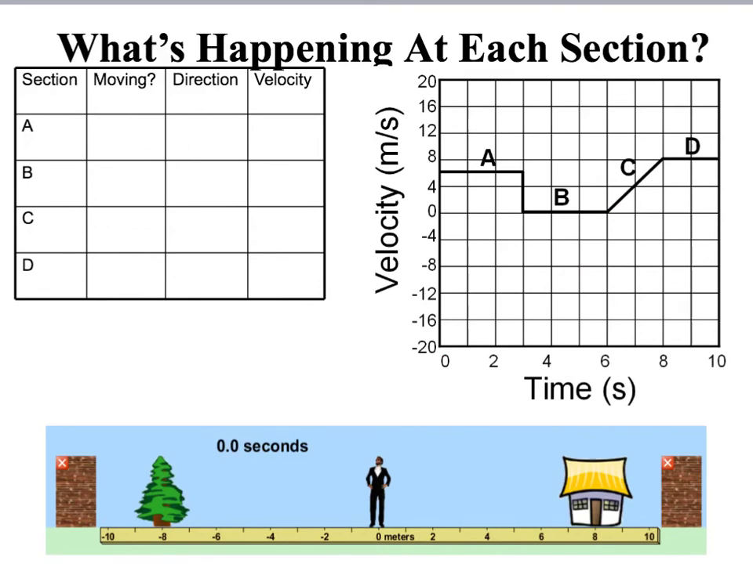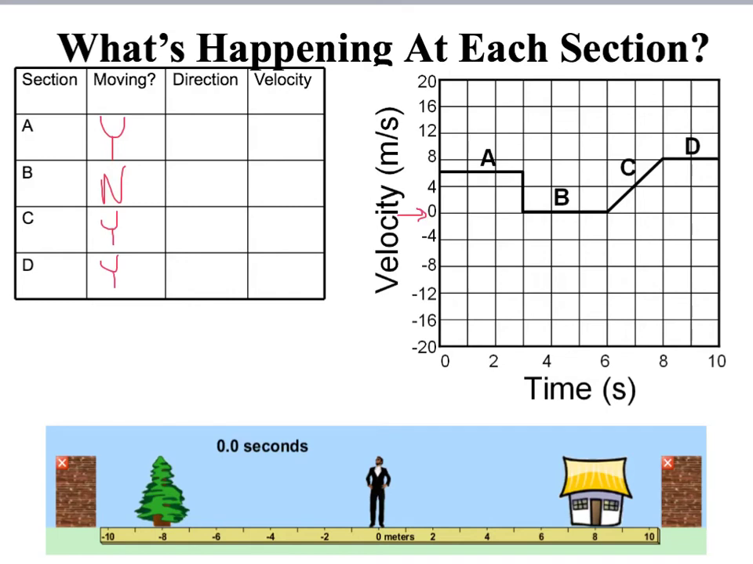So let's see what we can figure out just by looking at this graph. For part A, is it moving? Yes. How do we know? Because it's not at a velocity of 0. For part B, that means that this object is not moving, because that velocity is at 0. For part C, the object is increasing its speed, or velocity, so it is moving. And at part D, this is when the object is actually moving the fastest.